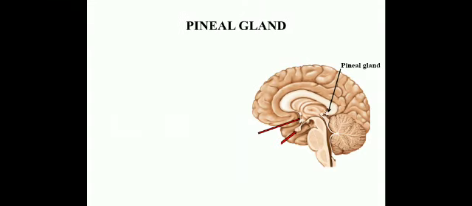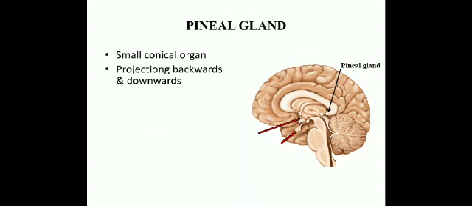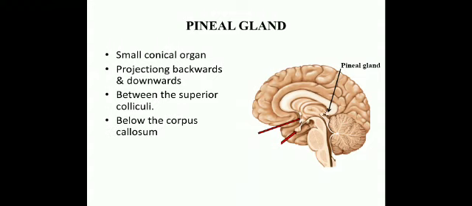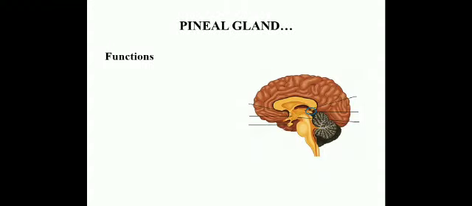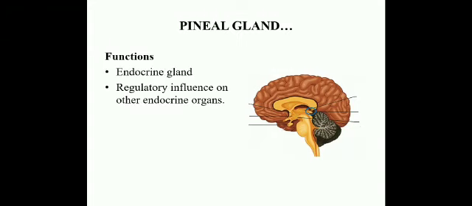The pineal gland is a small conical organ projecting backwards and downwards between the superior colliculi below the corpus callosum. It is separated by the tela choroidea of the third ventricle. The pineal gland is an endocrine gland which has a regulatory influence on other endocrine organs, and it synthesizes and discharges melatonin.